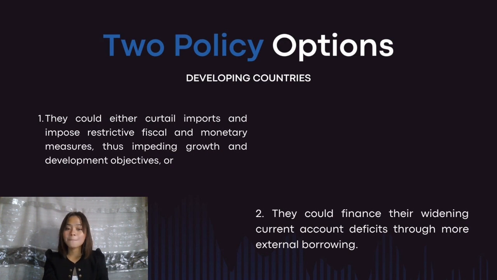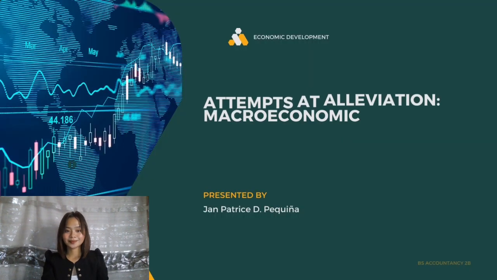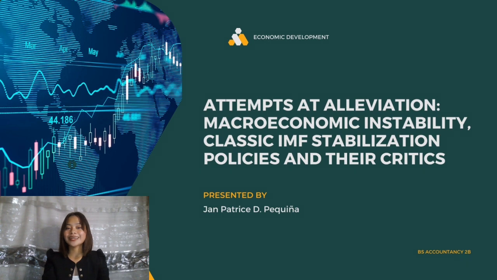As a result, massive debt service obligations accumulated so that countries like Nigeria, Argentina, Ecuador, and Peru were experiencing negative economic growth in the 1980s and consequently faced severe difficulties in paying even the interest on their debts out of export earnings. And now let's move forward with attempts at alleviation, macroeconomic instability, classic IMF stabilization policies, and their critics.